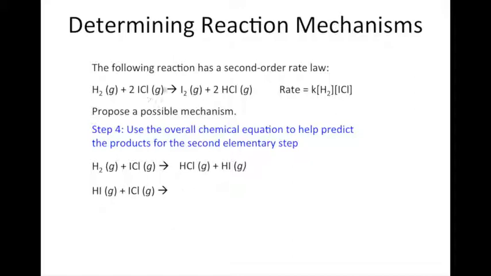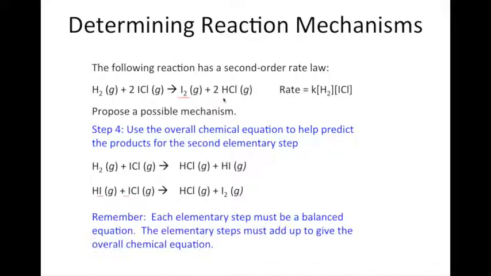Well, again, let's look back up here. We need I2 as one of our products. Here we have an iodine and iodine, so we could put I2. And what else would we have left over? We would have HCl. Well, that's what we need. So let's go with I2 and HCl.